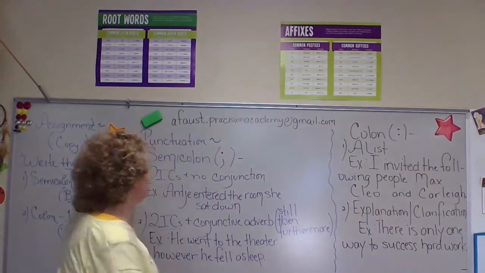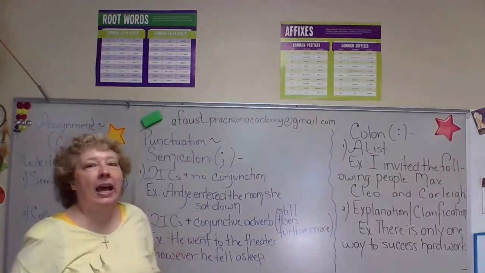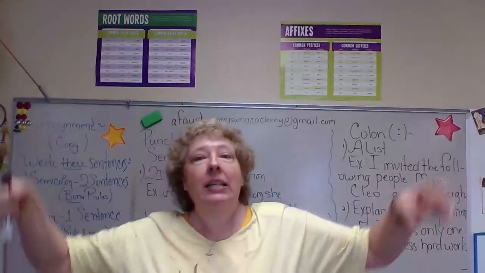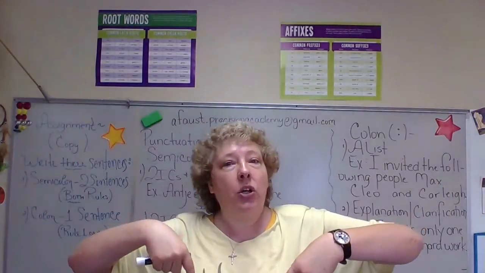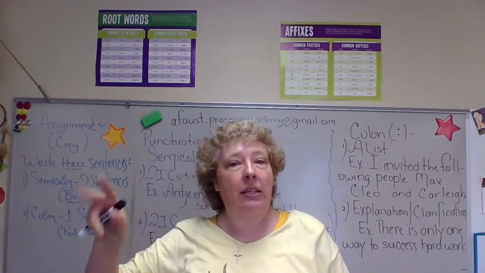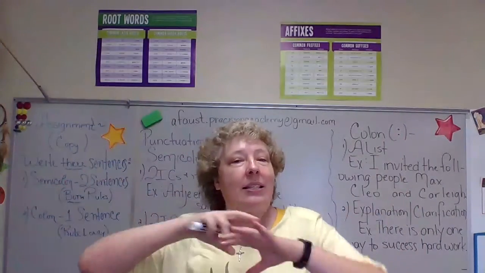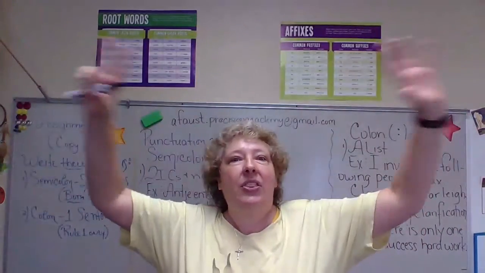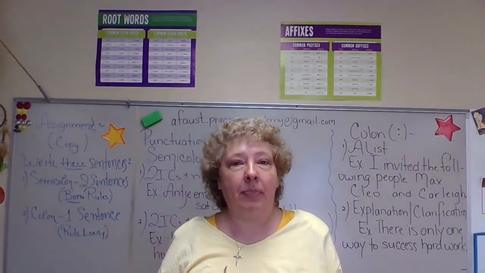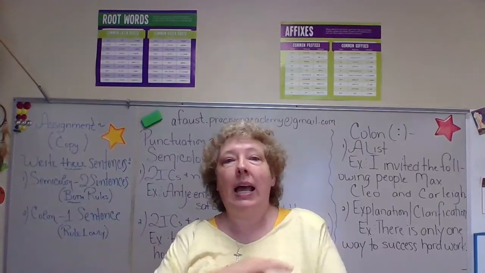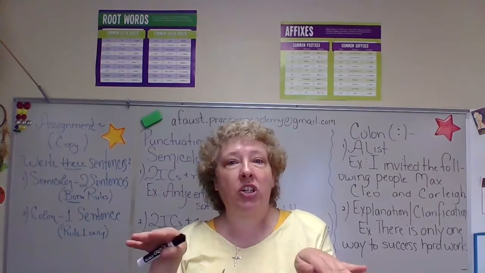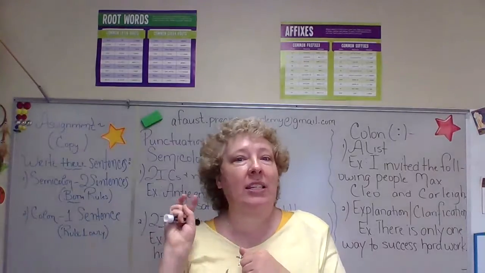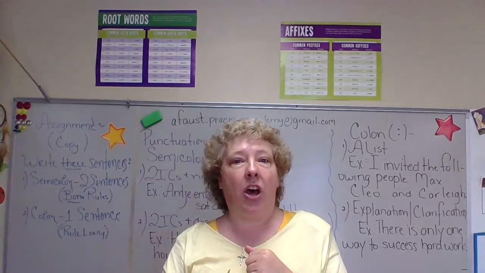Okay. So this rule says we should have 2 ICs. Again, independent clauses. 2 complete thoughts. The subject and verb stand on their own. They don't need to rely on anything else. Okay, so we need 2 of those, and no conjunction. Just 2 complete thoughts.